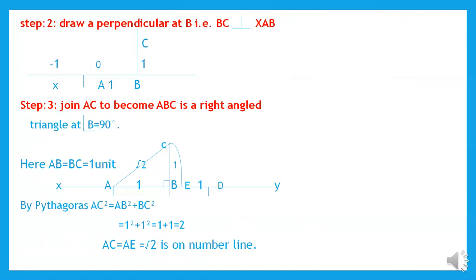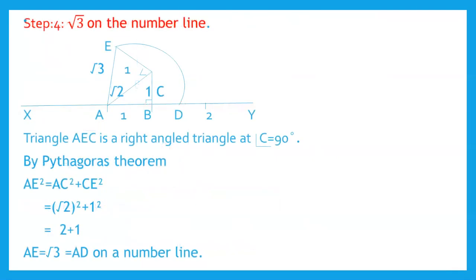Now you can take AC as a radius and draw an arc which is touching your XY line segment at E. Now AC and AE are the radii of the same circle. What is it indicating? Radii of the same circle are always equal. Now AC and AE are root 2. Hence AE is on number line XY. So your AE is equal to root 2 on the number line.